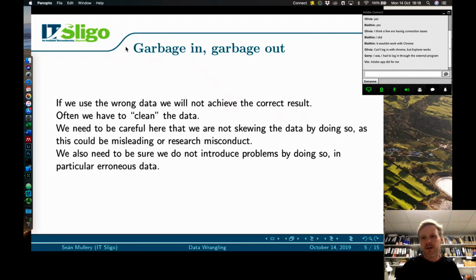But if we're not, then it's very difficult for somebody to tell whether we've just made a mistake or whether we're deliberately trying to mislead people. So we need to be careful here that we are not skewing or biasing the data by doing this cleaning, as this could be misleading, and it could indeed be research misconduct, and that can be very, very serious because it can have real world effects beyond just a researcher being led astray. So we also need to be sure that we do not introduce problems by doing so. So in particular, that we don't accidentally produce erroneous data by this cleaning operation that we do.